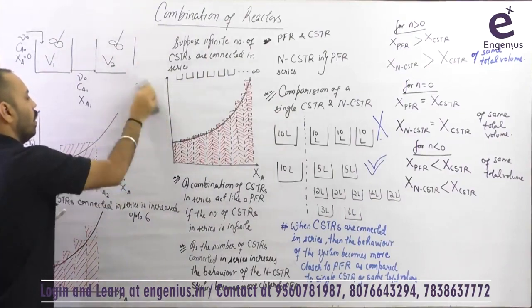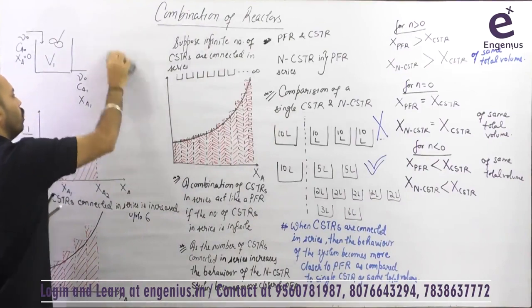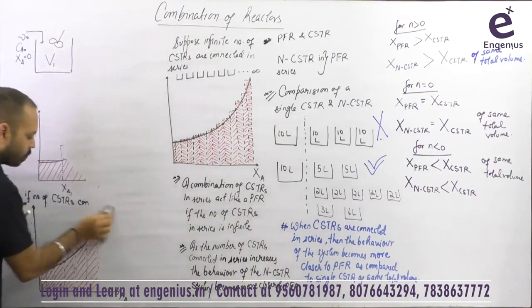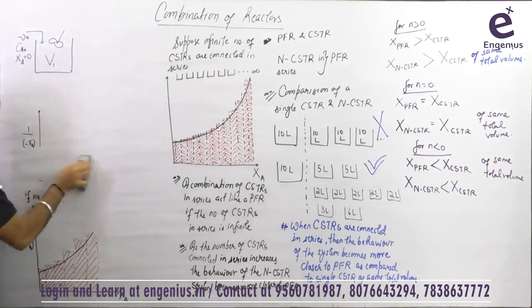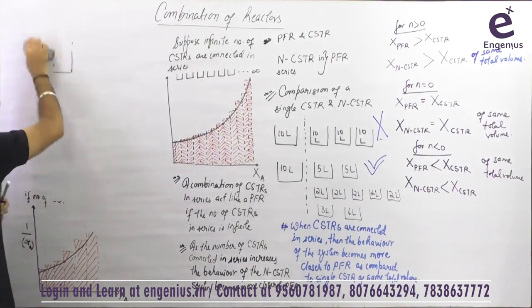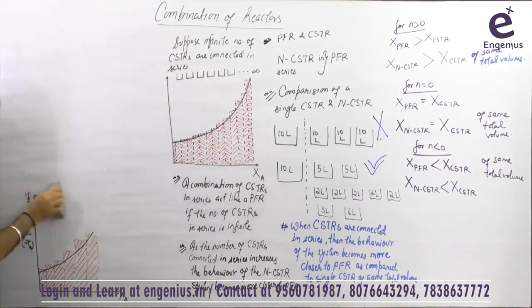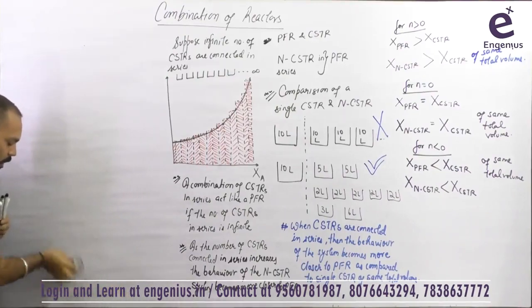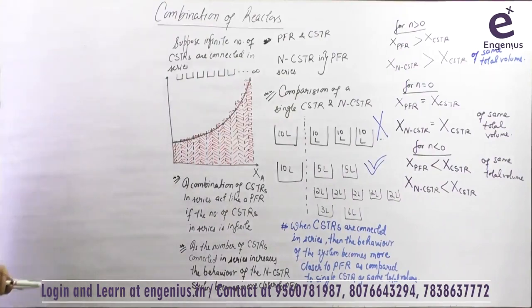and the volume. Then we are going to compare the volume. So let me write here. That is another way of understanding the same thing. What we have studied, that for a reaction having order more than zero, PFR requires less volume than CSTR for same conversion, right? So same thing can be written here also.